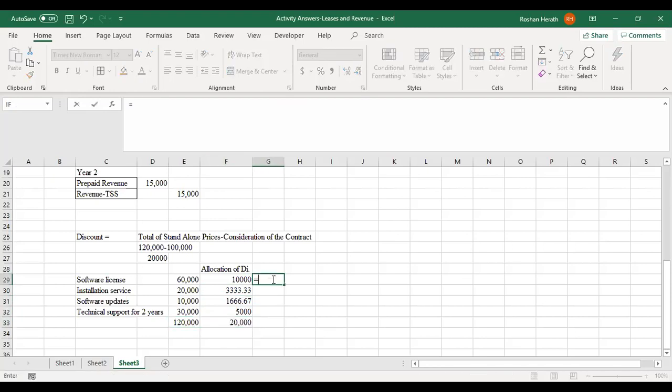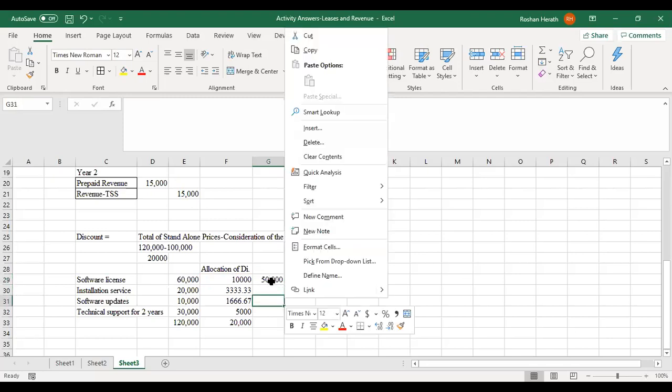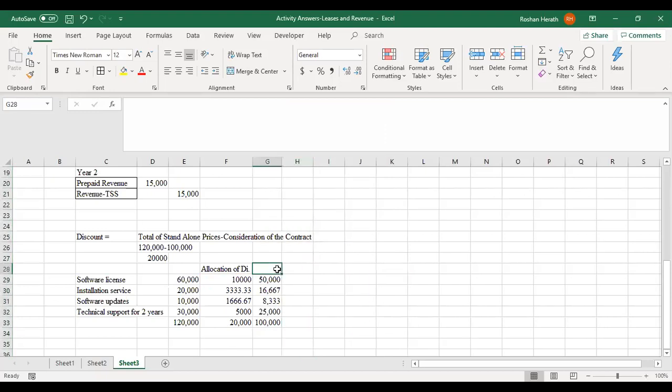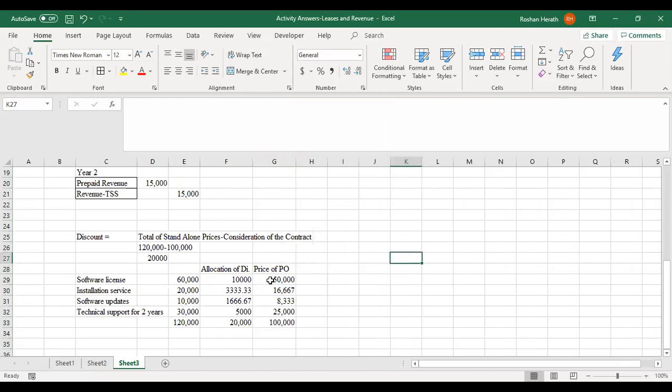Now you can simply take the value of the performance obligation. Simply take the standalone price and deduct the allocation, and then you get the price of each performance obligation. You can see that now you have divided the 100,000 among the performance obligations. This is the price of the performance obligation.